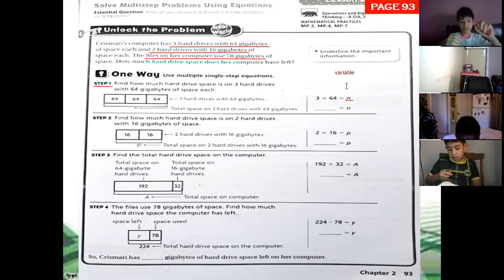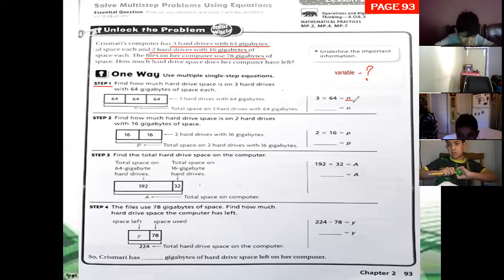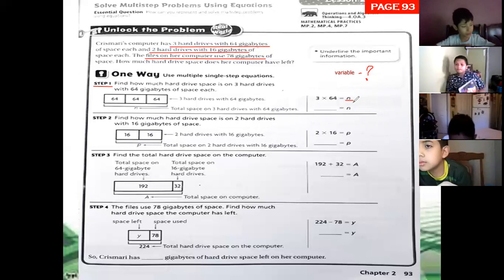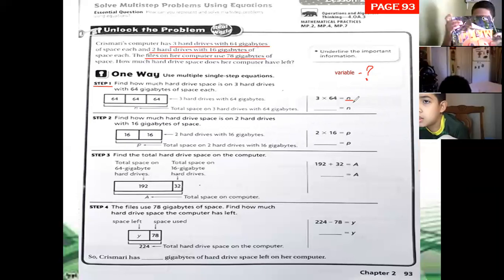A variable is the unknown number. Este es lo que no conocemos. So we don't know the product of this multiplication. So that's why you have a variable. It is a letter. The letter you want. It could be A, B, C, D, E, F, X, Y, Z. It doesn't matter. It could be any letter. In this case, the book has letter N.